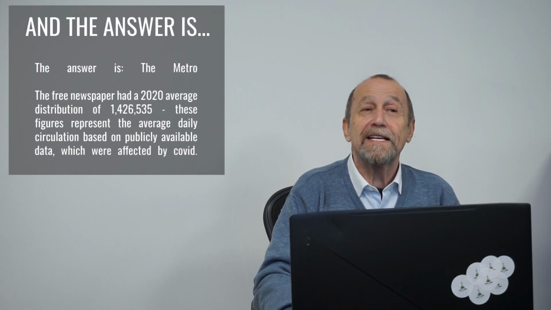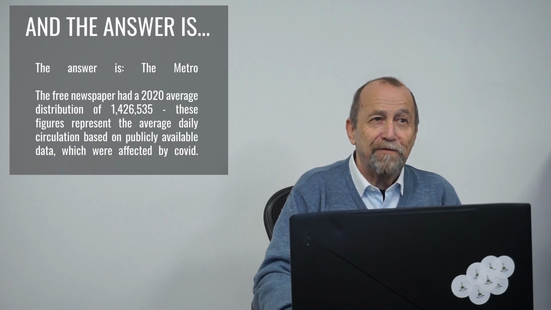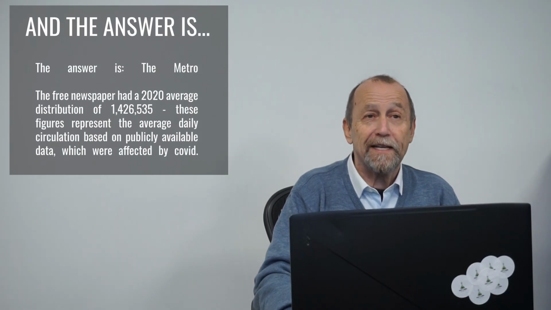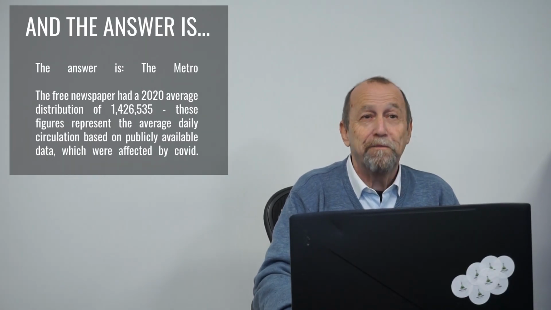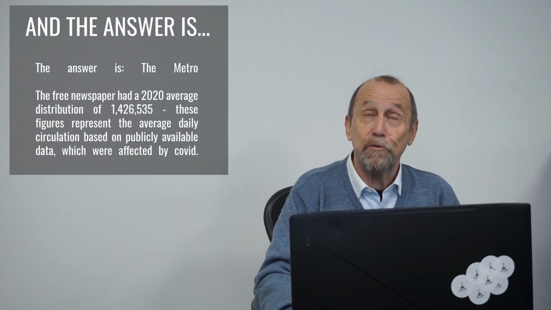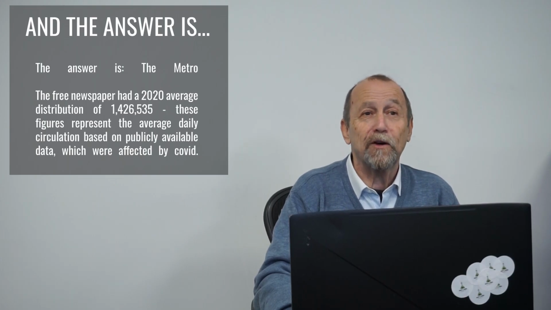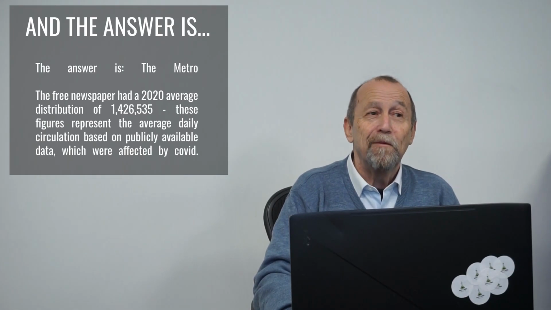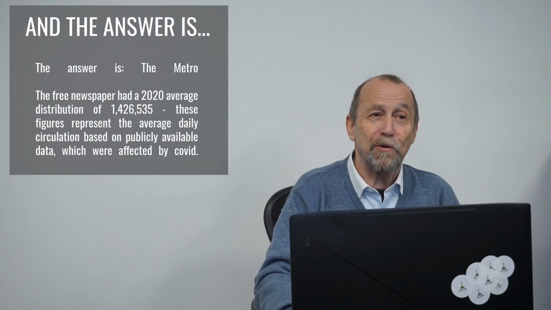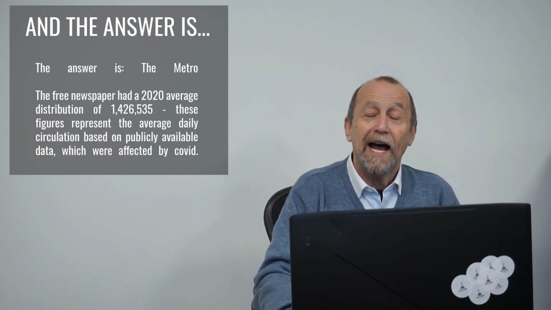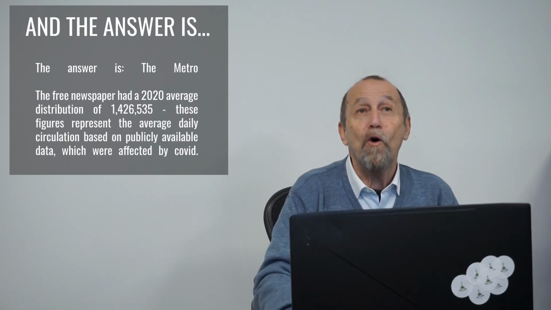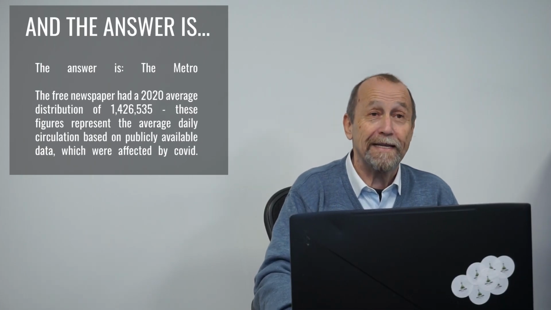And the answer is the Metro. Figures represent the average daily circulation based on publicly available data, which were, of course, affected by the coronavirus lockdown. But it should be noted that the Metro was a free newspaper and had a distribution of over 1.4 million copies.